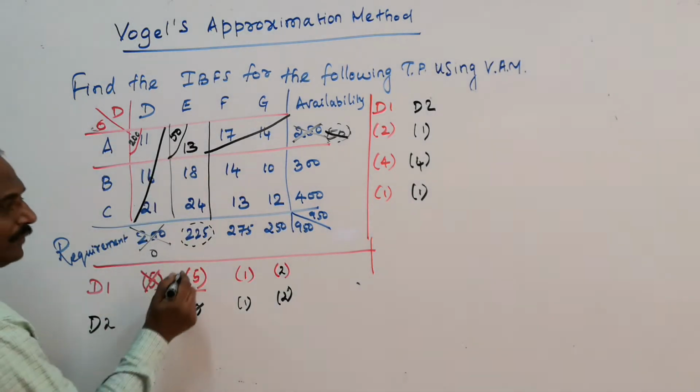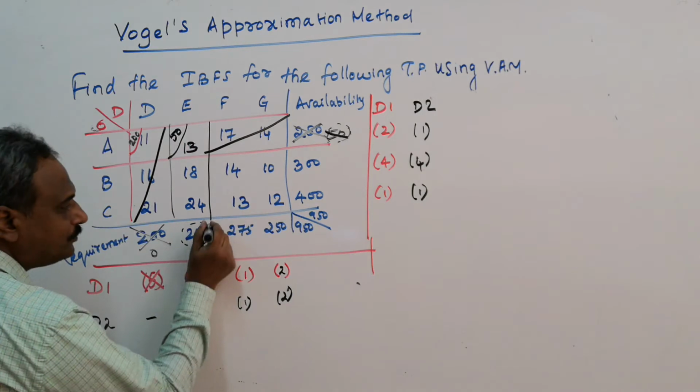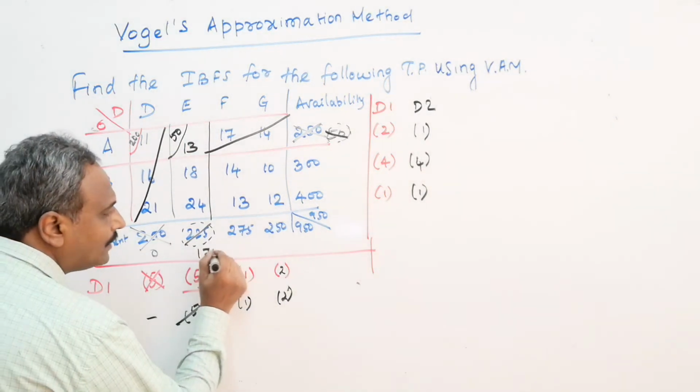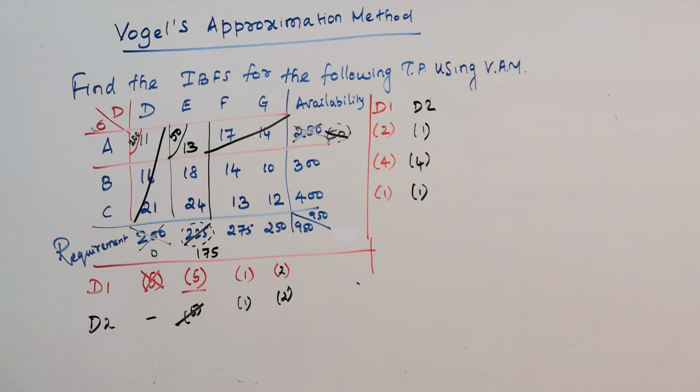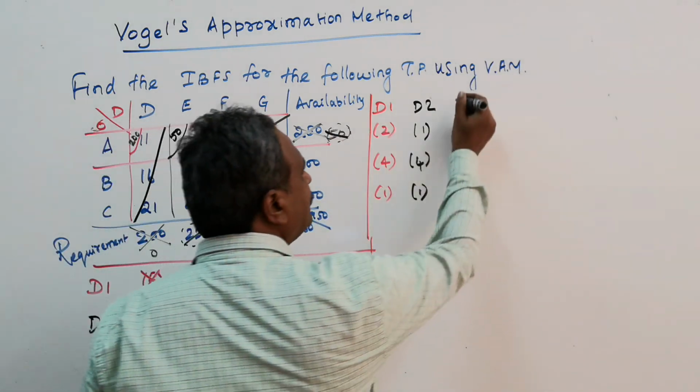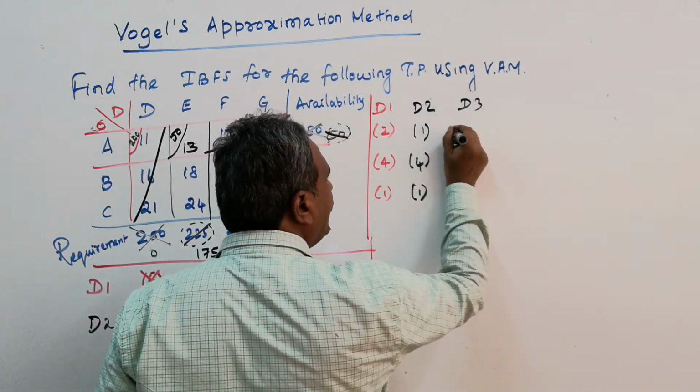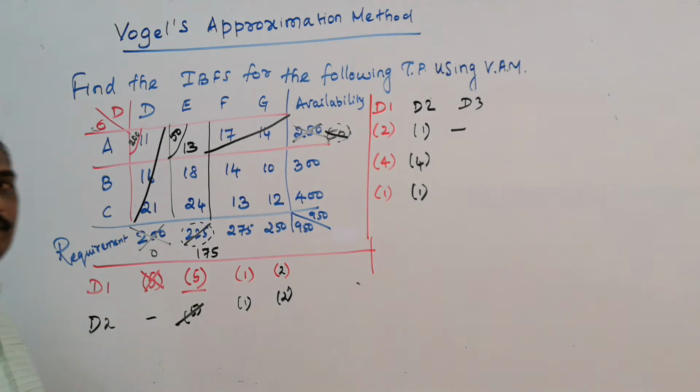When I allot 50, 225 minus 50, I will be having the remaining requirement of 175. Now when we are moving to the next difference 3, here there will be no difference because already we have allotted all the values.